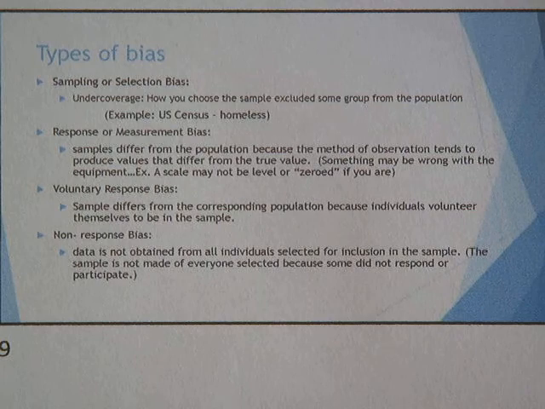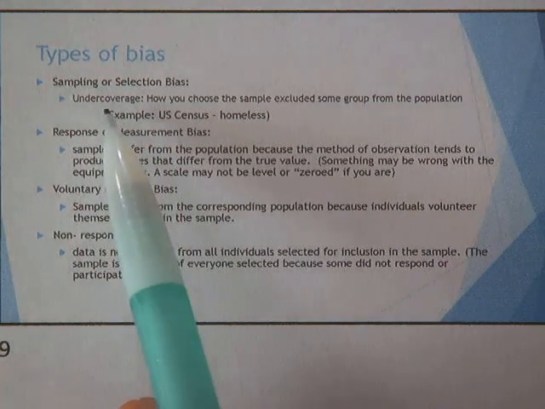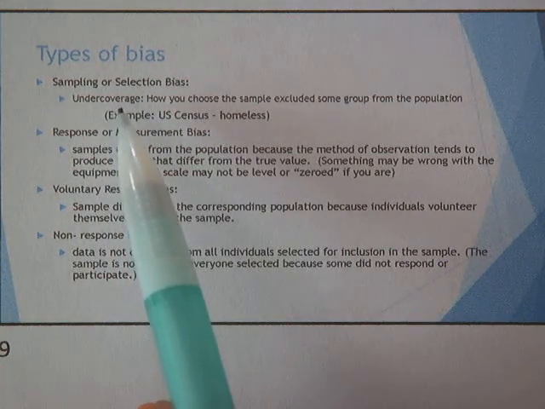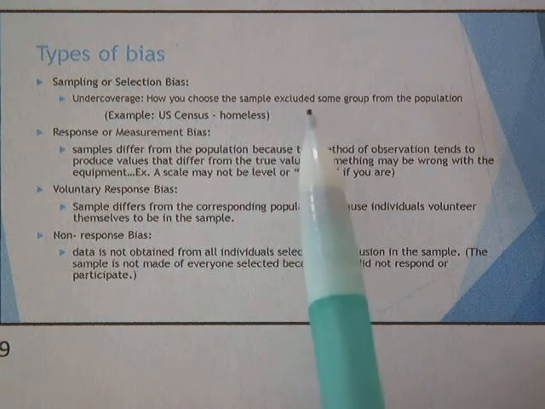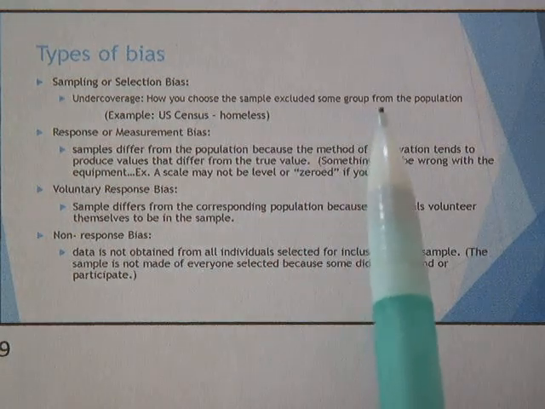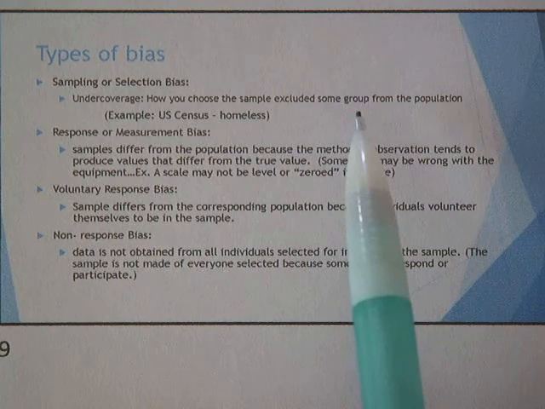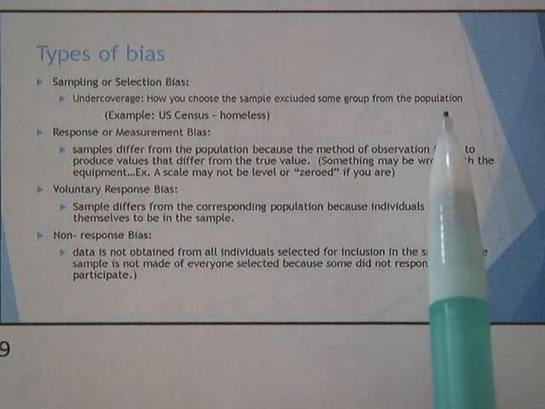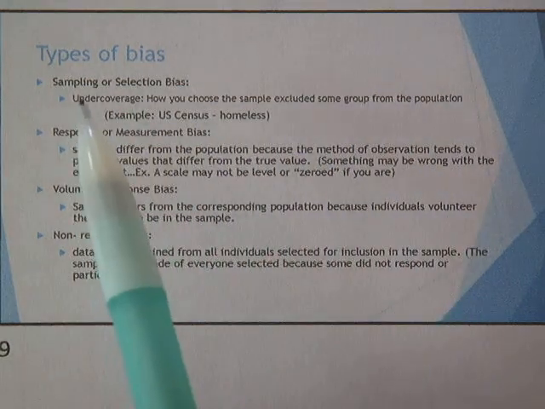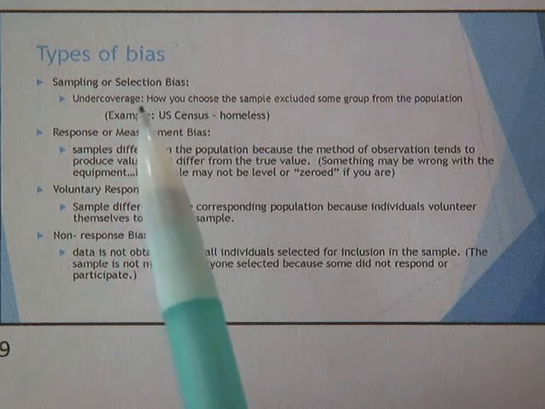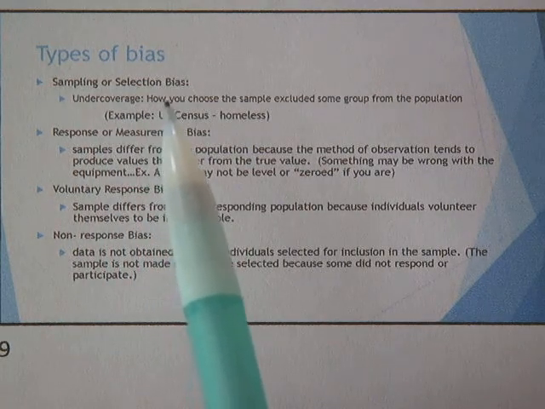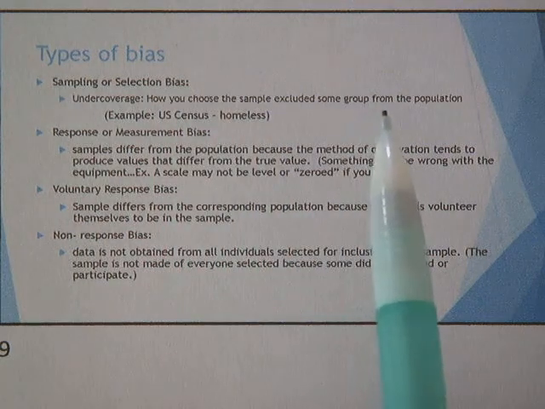So the first type of bias that you could have is what's called sampling or selection bias. And a type that you'll talk about is undercoverage. If you choose your sample of people and you exclude certain groups from the population, then you have what's called sampling bias, or you've undercovered your population. You did not include everybody that's in your population.